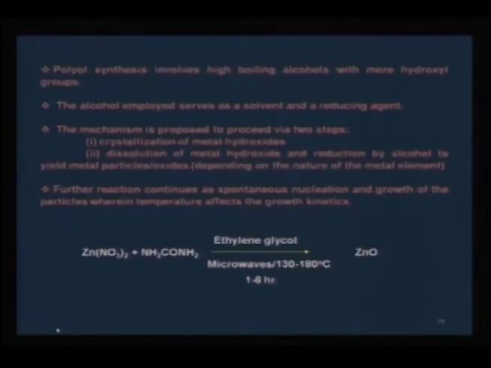As you would see here, polyol synthesis involves high boiling alcohols with more hydroxyl groups. The more the hydroxyl groups, the more the tangential loss gets maximized. Therefore, the alcohol can do two jobs, one is to reduce and the other one is to act as a solvent, and the mechanism is proposed via two types. One is crystallization of the metal hydroxides and dissolution of the metal hydroxides and further reduction by alcohol to give corresponding metal nanoparticles.